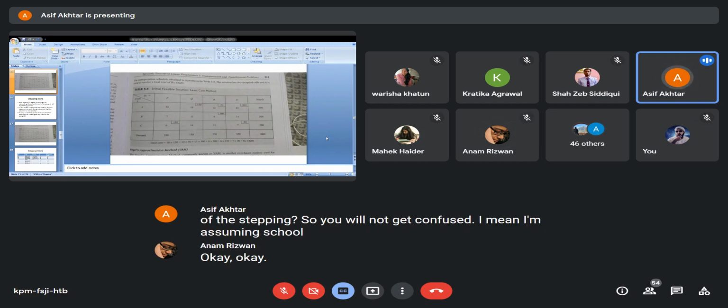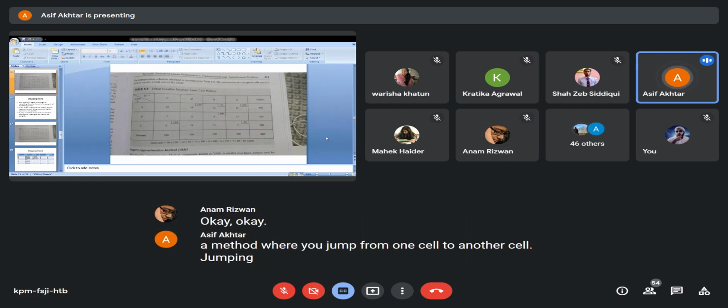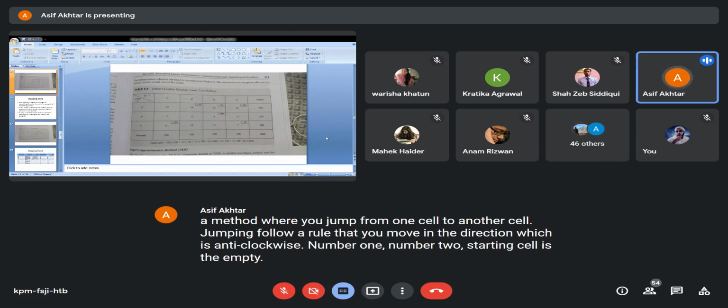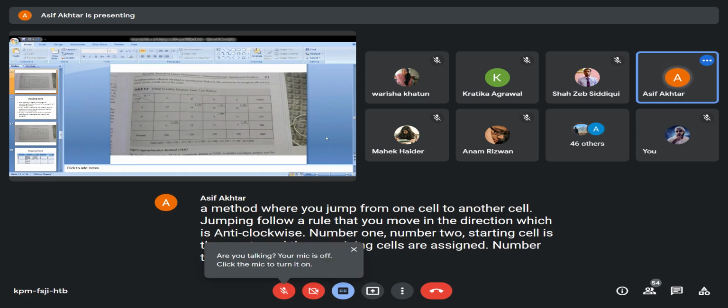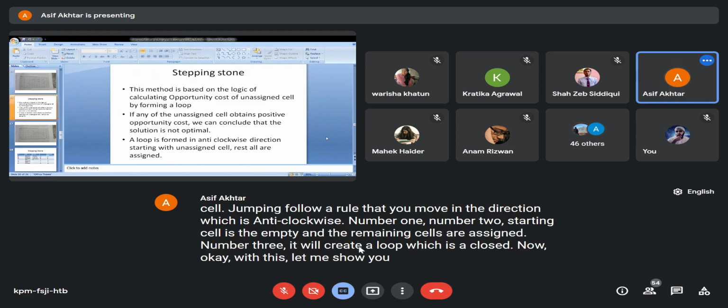Okay, sir. Stepping stone is a method where you jump from one cell to another cell. Jumping follows a rule: number one, you move in the anti-clockwise direction. Number two, the starting cell is empty and the remaining cells are assigned. Number three, it will create a closed loop. Now let me show you the slides.